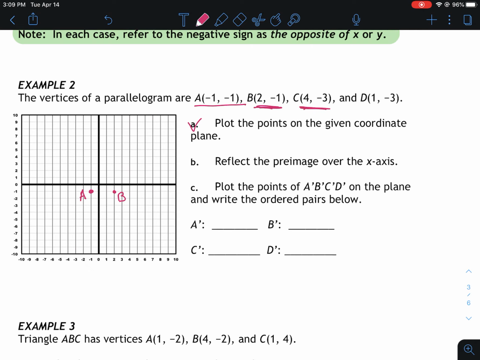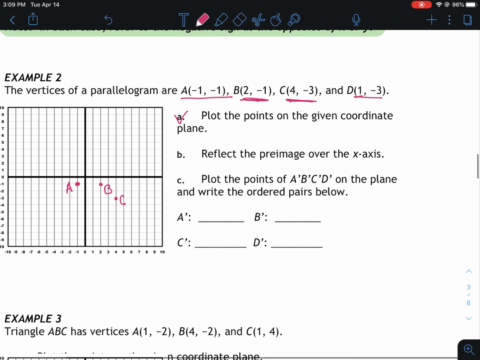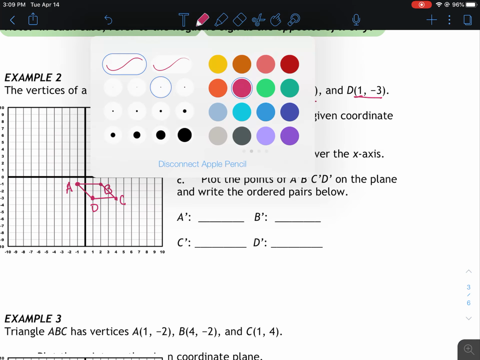Then I have letter C, which is (4, negative 3). So I go to the right 4 and down 3. So this is letter C. And my last one is D, (1, negative 3). So I go to the right 1 and down 3, right here. And then I'm going to connect all of these with lines. There we go. All right.